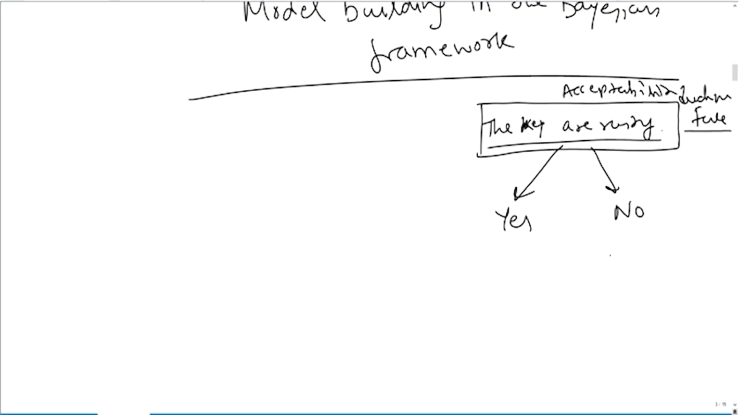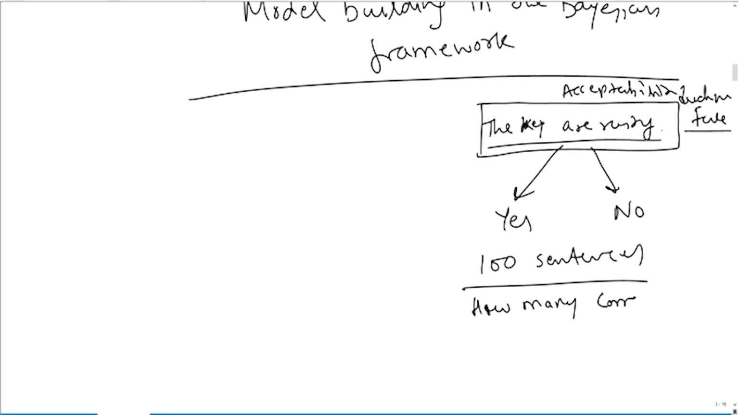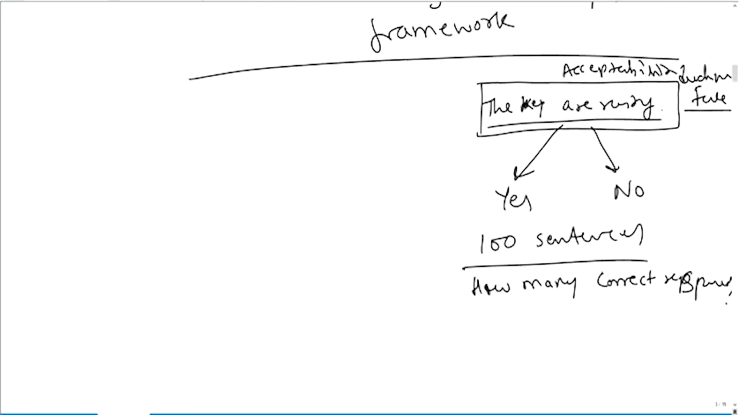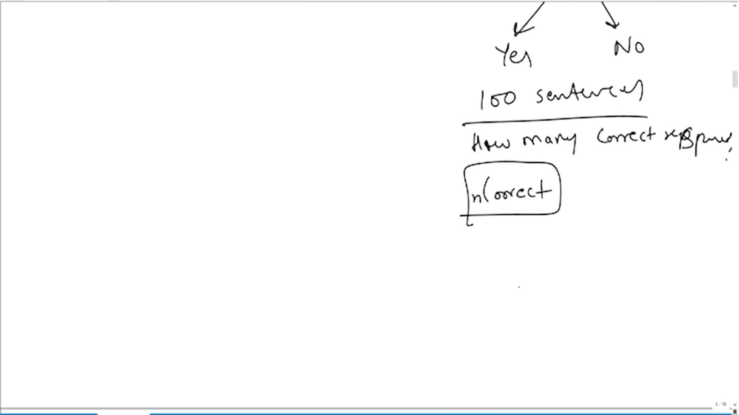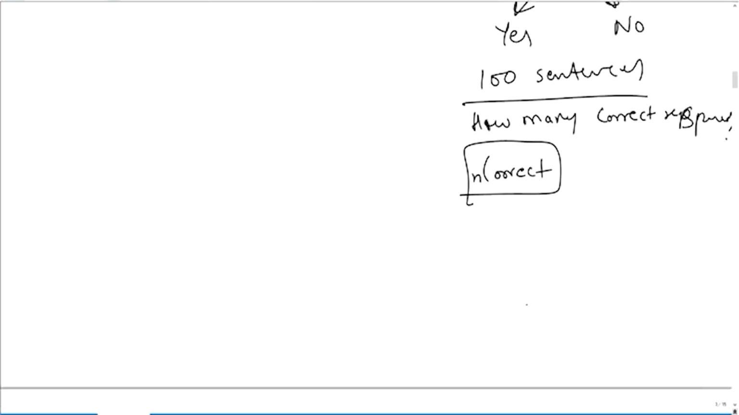And what we are going to do is show them 100 sentences. We are interested in measuring how many times they gave a correct response. So, how many correct responses. We can call this variable number of correct responses, n correct. That's the outcome we are interested in, and that is something we want to model. So how do we build a model? Let us see.